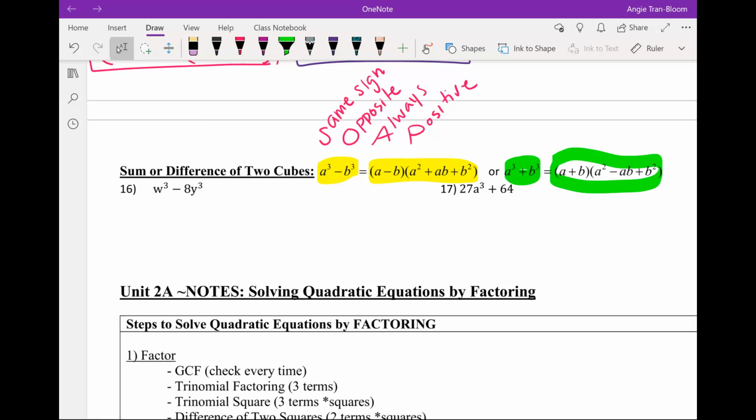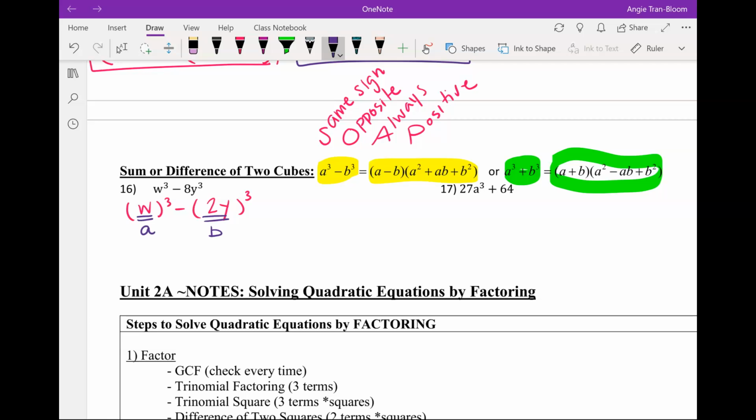Factor out w to the third minus 8y to the third. We have to break it down to something to the third, take away something to the third. What goes in my first blank? What to the third equals the same as w to the third? W. What to the third equals the same as 8y to the third? 2y. I'm rewriting it so you can see which is A and which is B. So would you agree that this right here is A, and this whole thing right here is B?